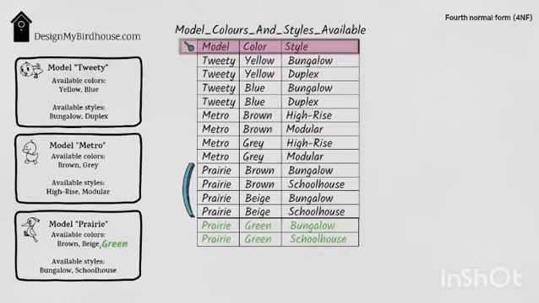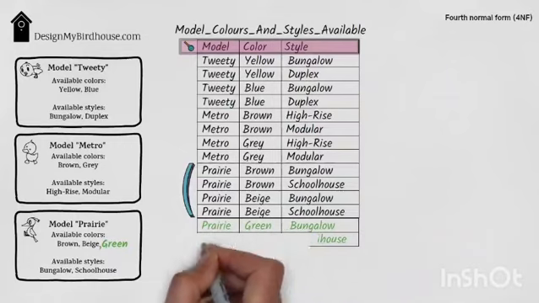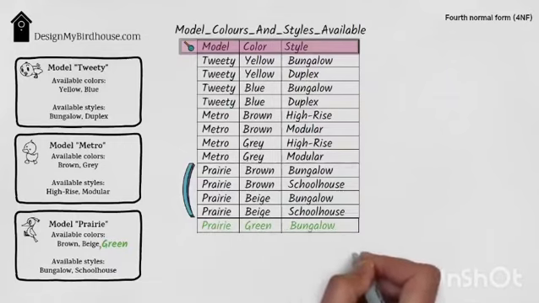If by mistake we only add a row for Green Bungalow and fail to add the row for Green Schoolhouse, then we have a data inconsistency. Available colors are supposed to be completely independent of available styles, but our table is saying that a customer can choose green only for the bungalow style, not for the schoolhouse style. That makes no sense. The Prairie birdhouse model is available in green, so all its styles should be available in green. Something about the way the table is designed has allowed us to represent an impossible situation.